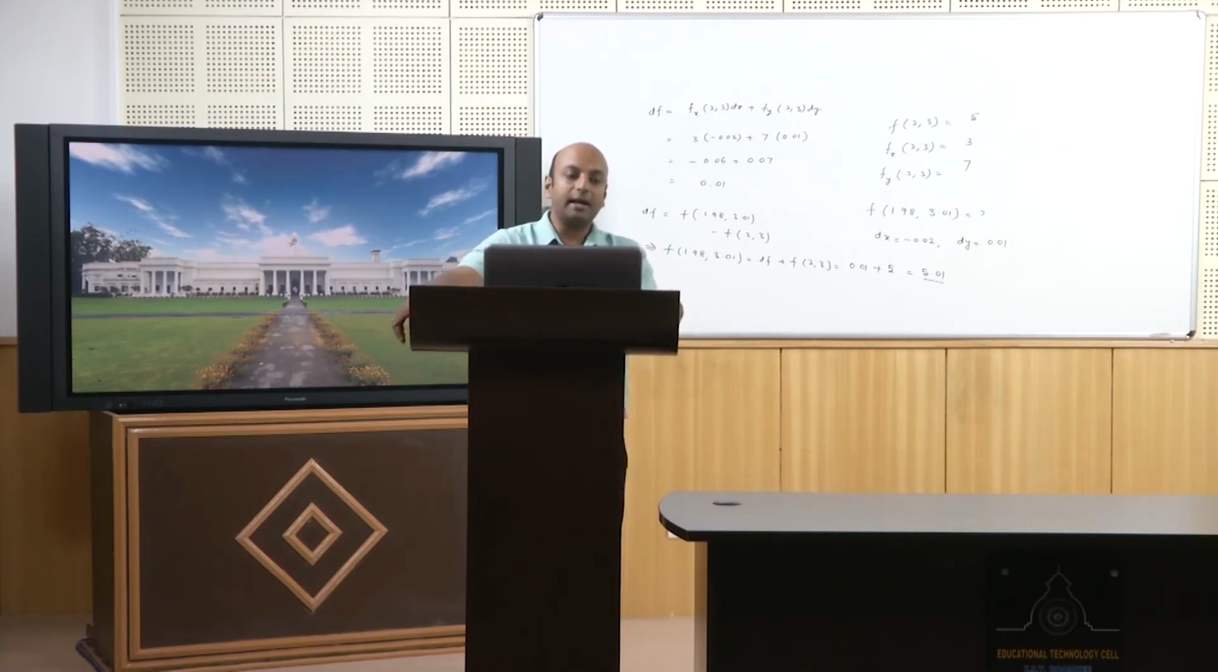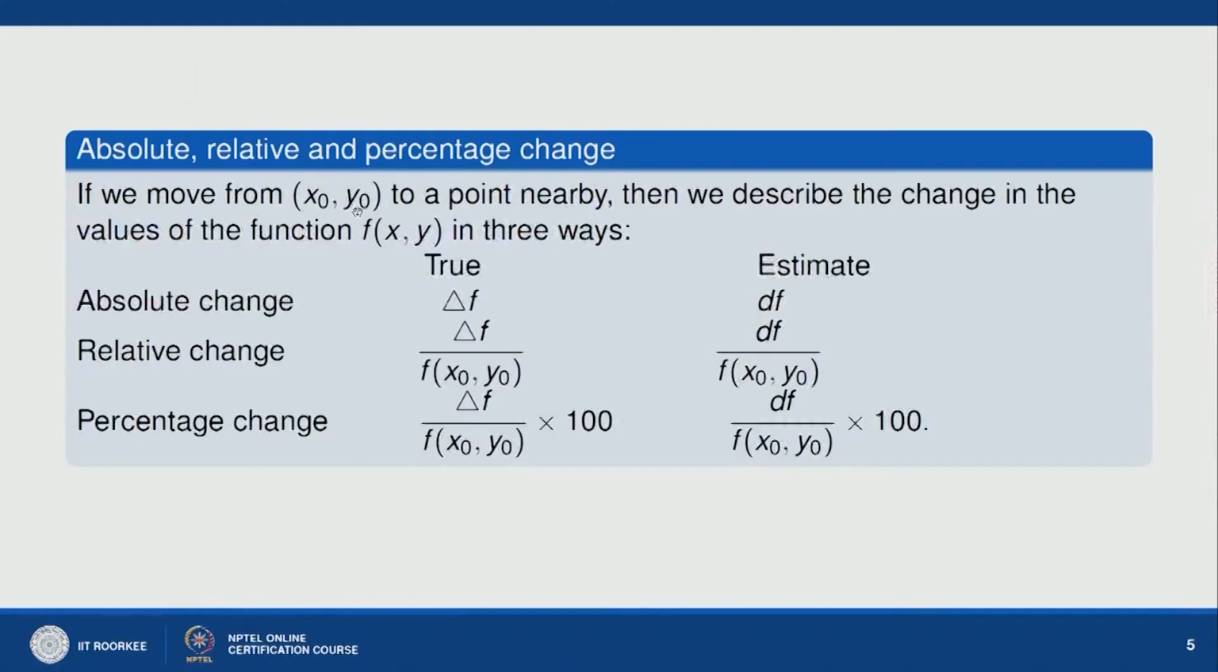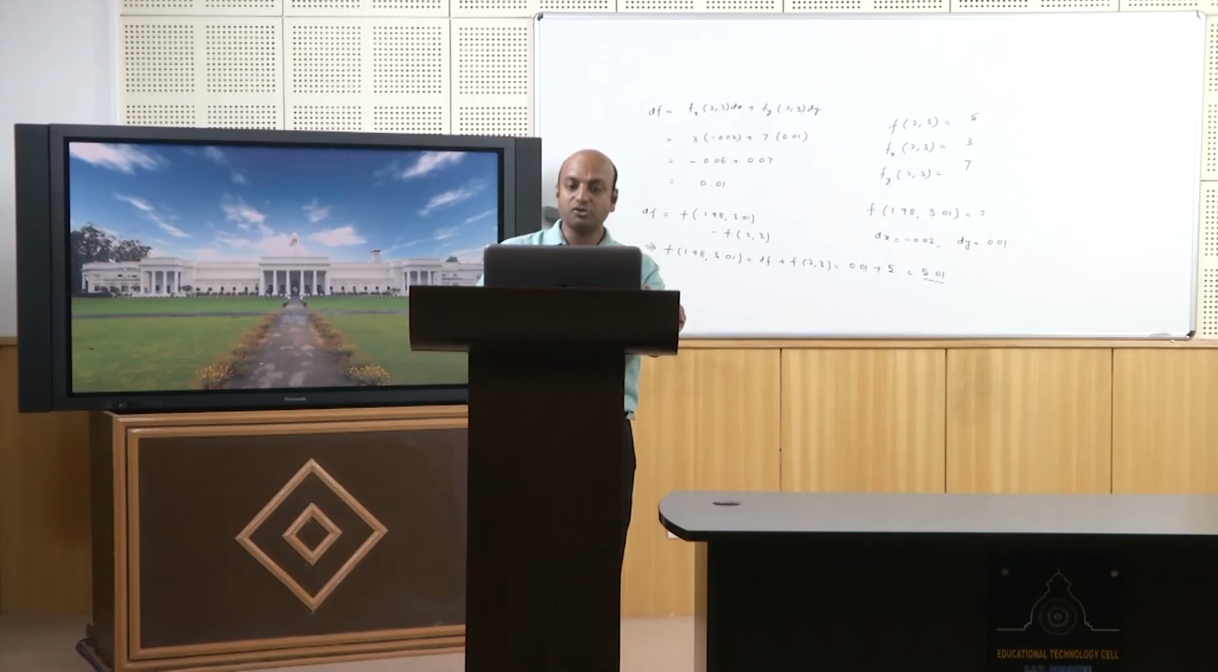Now, we can also find absolute, relative and percentage change in the value of the function. How can we find it? If we move from a point x naught, y naught to a point nearby, then we can describe the change in the value of the function f of x, y in 3 ways. First is absolute change, whose estimate is df and true value is delta f. Relative change, where the true value is delta f divided by f at x naught, y naught, and the estimate is df upon f at x naught, y naught. The percentage change means you would simply multiply the relative change by 100. Okay. So, how can we solve some problems based on this?